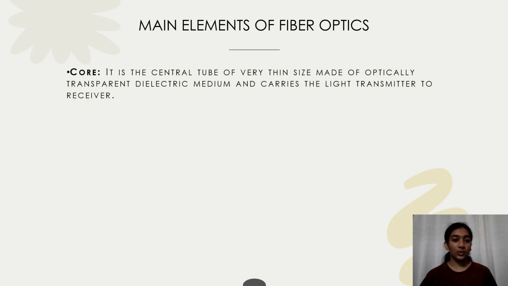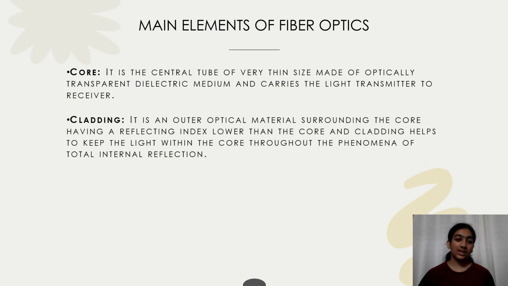The first one is core. It is the central tube of very thin size made of optically transparent dielectric medium. It carries the light transmitter to the receiver. Second one is cladding, which we've already talked about. It is an outer optical material surrounding the core. It has a refractive index lower than the core, and the cladding helps to keep the light within the core throughout the phenomena of total internal reflection.